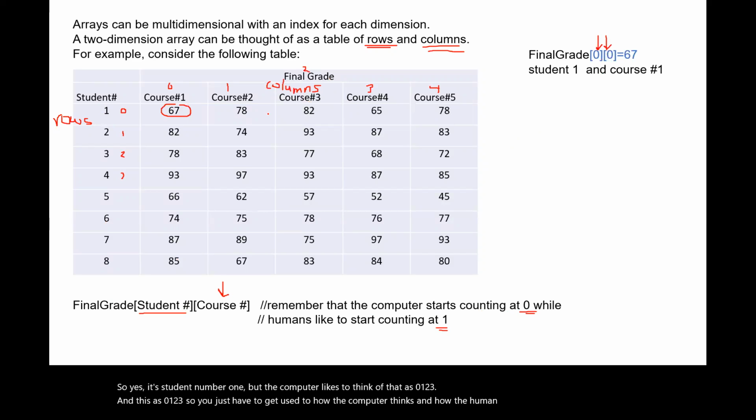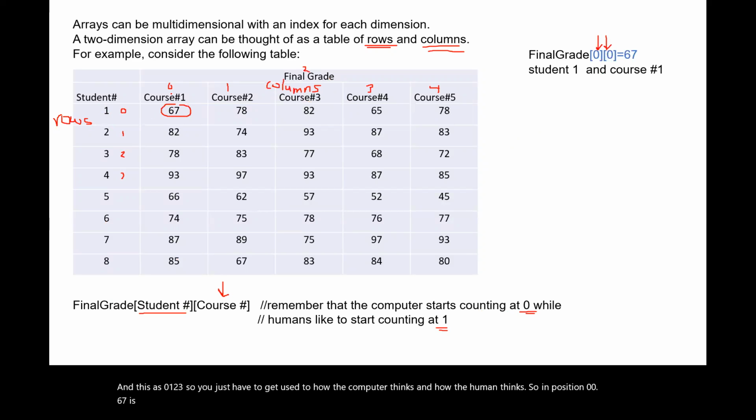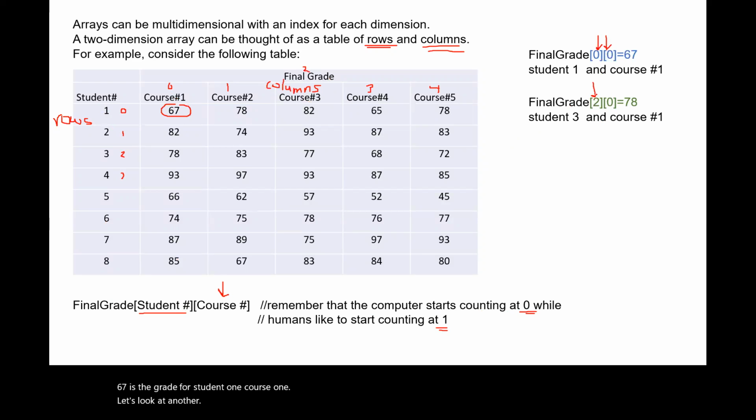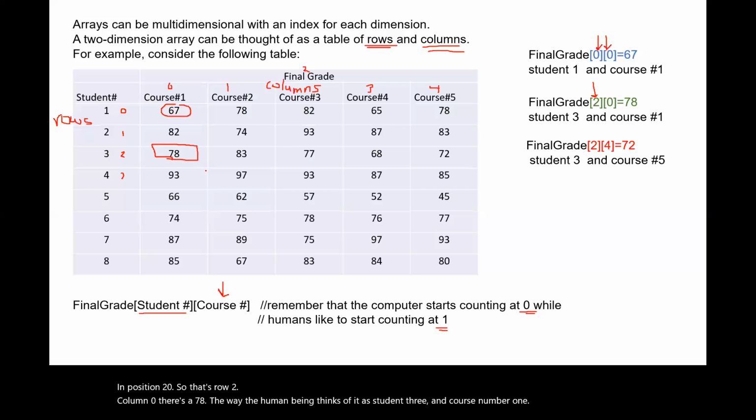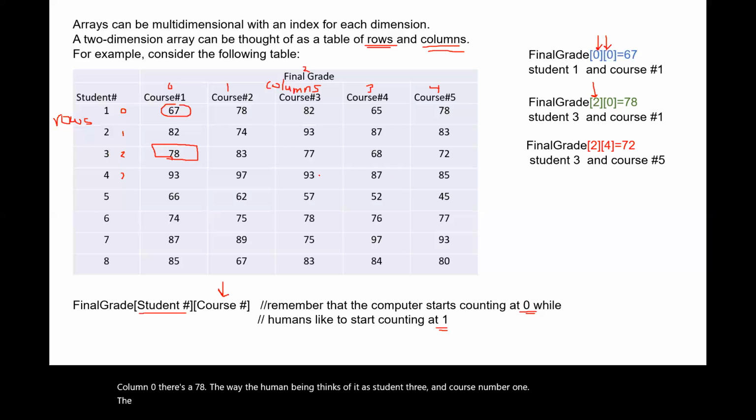So in position 0, 0, 67 is the grade for student 1, course 1. Let's look at another. In position 2, 0. So that's row 2, column 0, there's a 78. The way the human being thinks of it as student 3 and course number 1. The final grade in position 2, 4. So 2, 0, 1, 2, 3, 4. That's 72. Human being likes to think of it as student 3, course number 5.